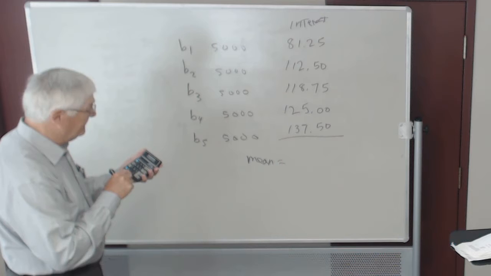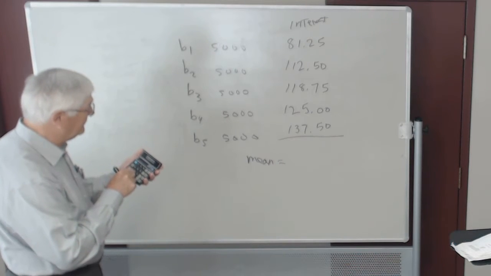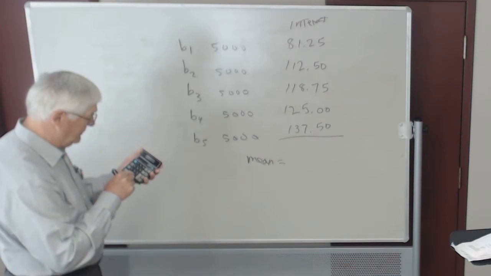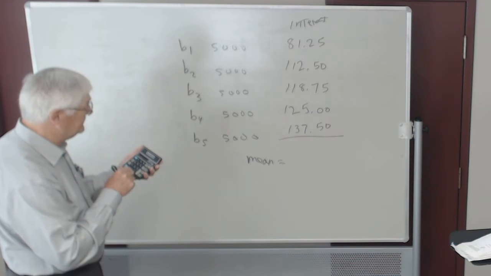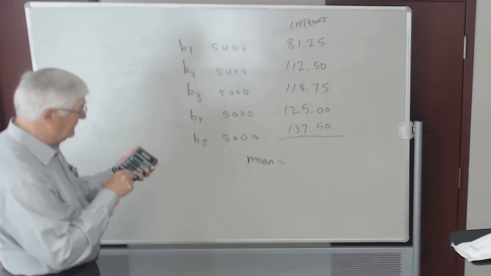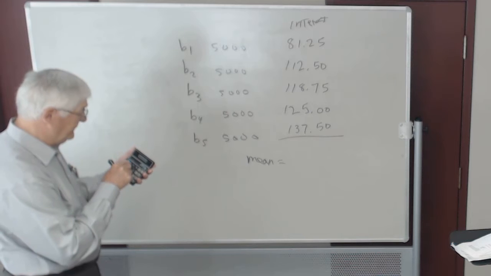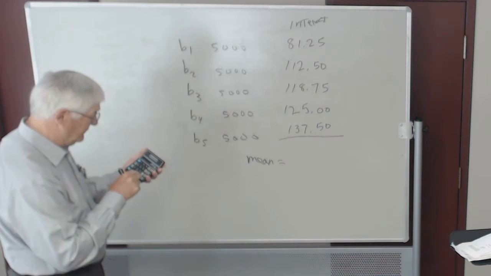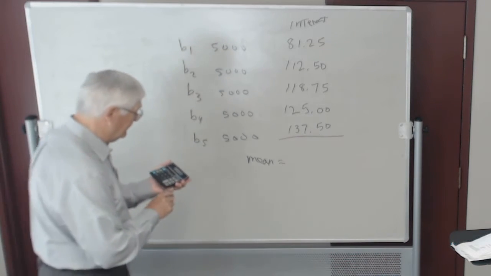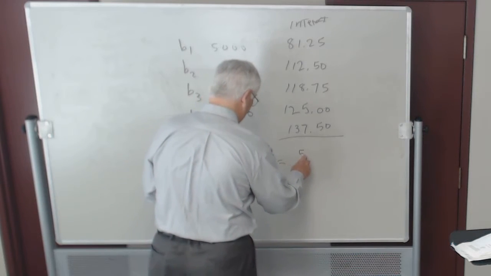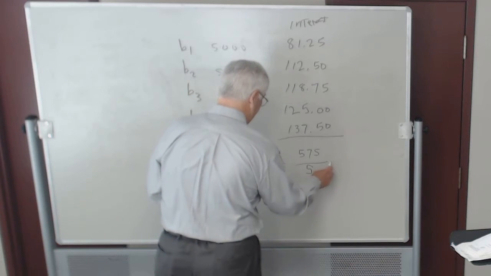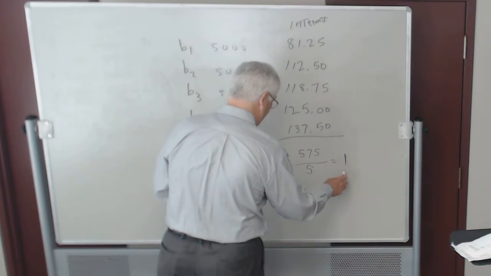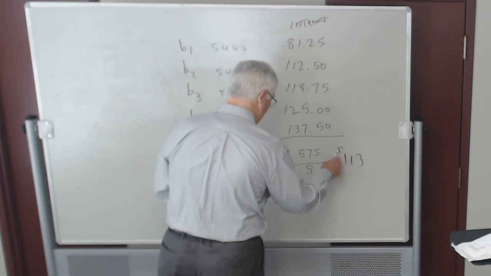81.25 plus 112.50 plus 118.75 plus 125 plus 137.50. The mean is 575 divided by 5, which is $113.